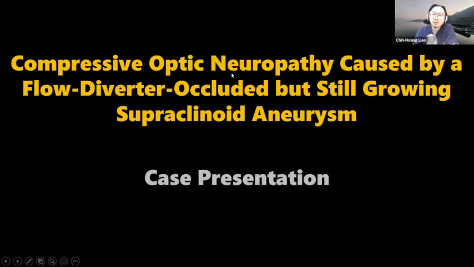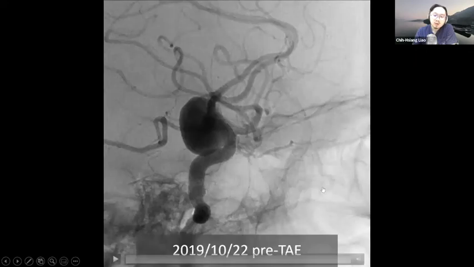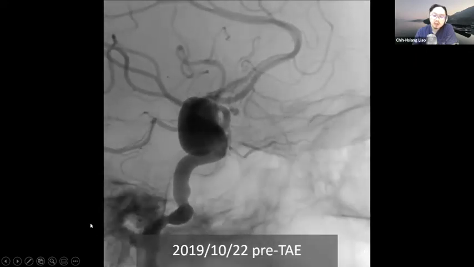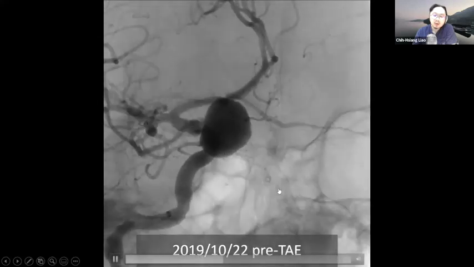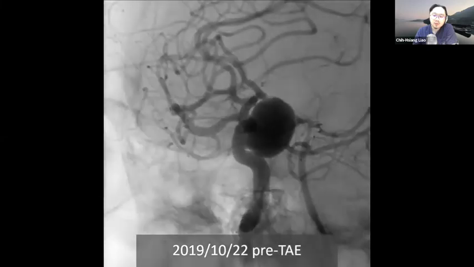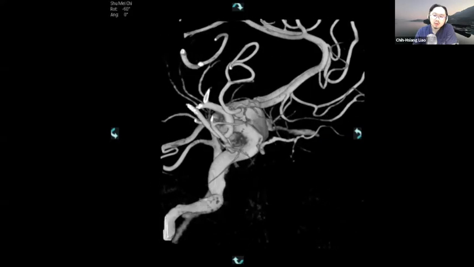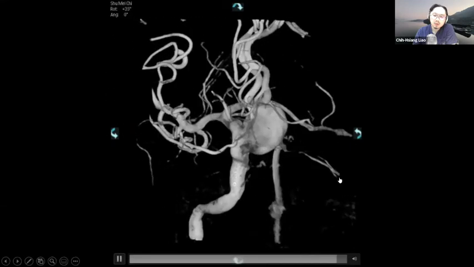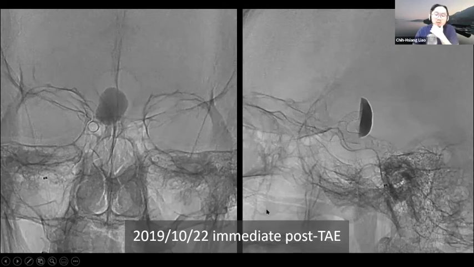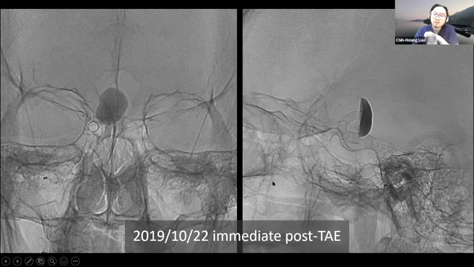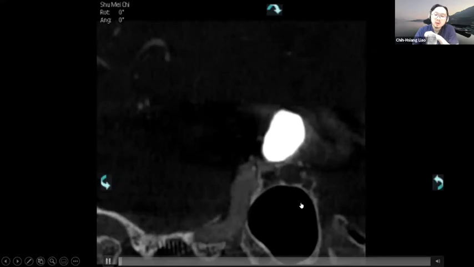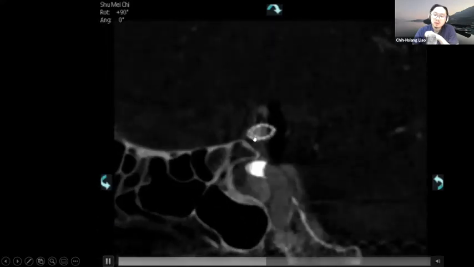This one is a compressive optic neuropathy caused by a flow diverter, occluded but still growing supraclinoid aneurysm. This is the pre-TAE DSA. It's a very large aneurysm. And this is the 3D reconstruction. And the patient had pipeline deployment in 2019. And this is the immediate post-TAE view. There's some stagnation of the contrast. And this is the thin cut.